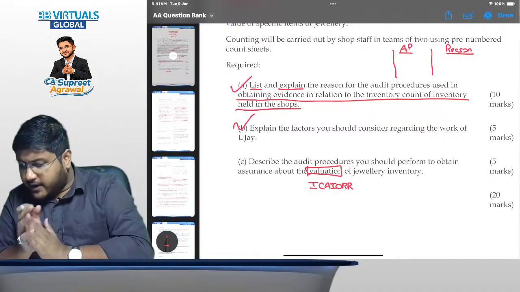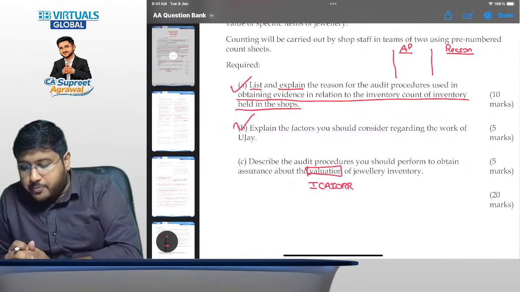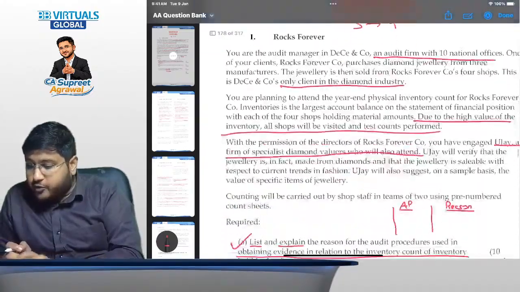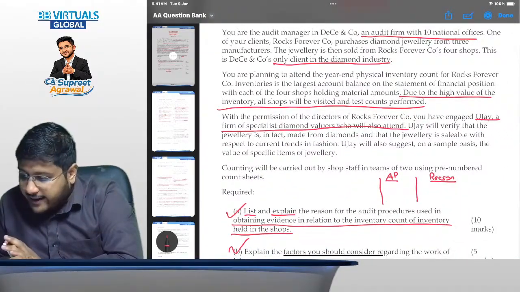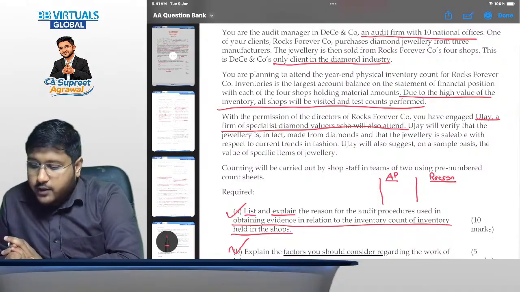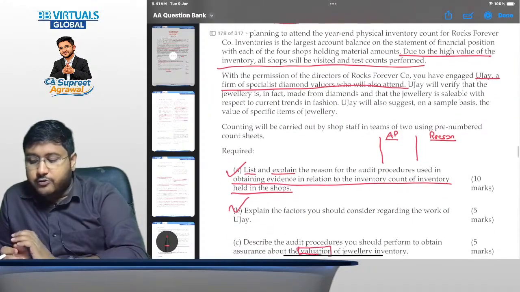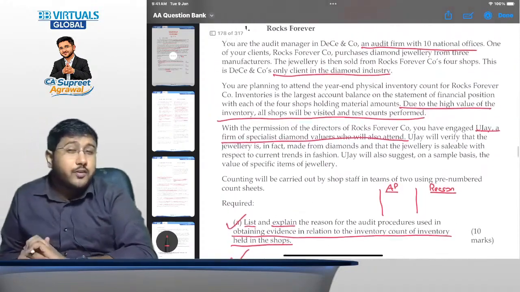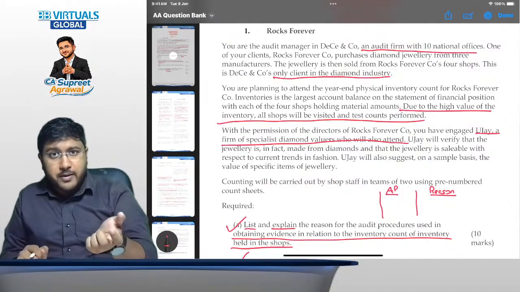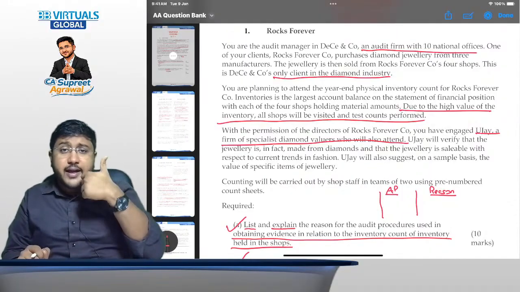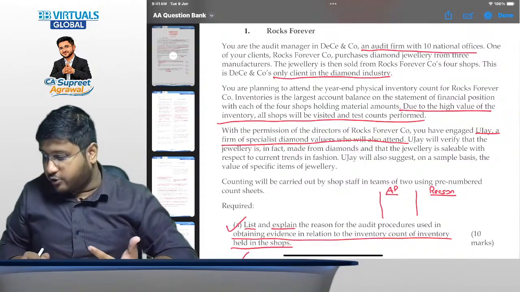Yes, hope it's done. So the third question is, describe the audit procedures you should perform to obtain assurance about the valuation. Before we do that, let's try to understand what procedures the expert has performed. Due to the high value of inventory, all shops will be visited and test count will be performed. So we will first of all check whether all shops have been covered or not as per the audit planning, and if they have been covered, whether relevant documents, relevant evidences have been taken or not, right?